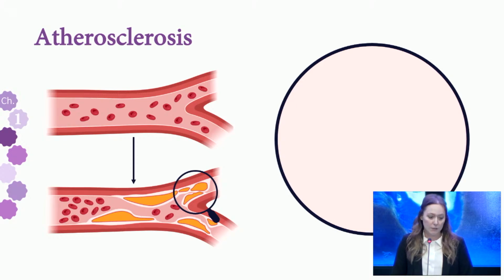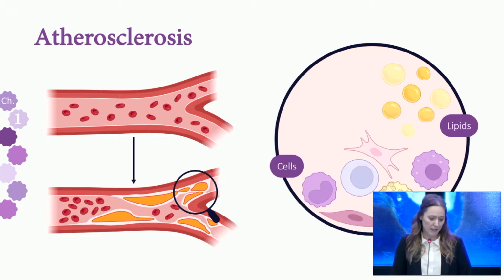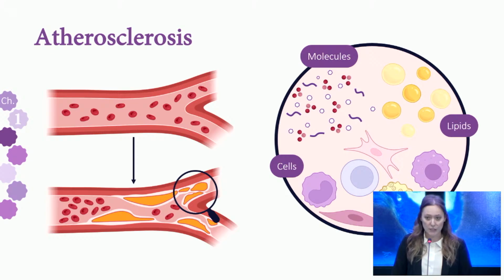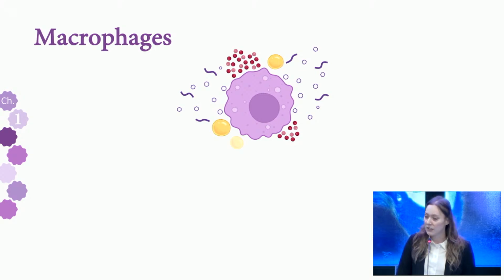Inside the plaque, you can find lipids or cholesterol, different types of cells like immune cells, and molecules like proteins that are produced by the cells and in turn have an influence on these cells. The cells I have focused on in my PhD research are macrophages. Macrophages are immune cells that are very good at sensing what is going on around them or in their environment and responding by changing their behavior. In the plaque, macrophages perform several tasks that influence how the disease develops. We call these tasks macrophage functions.